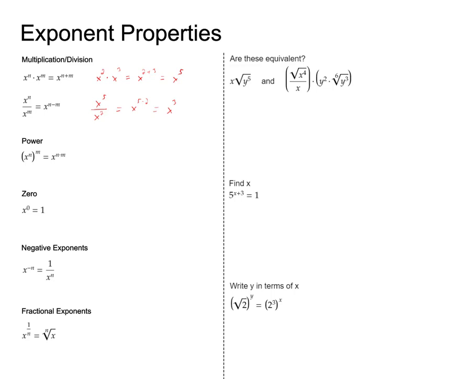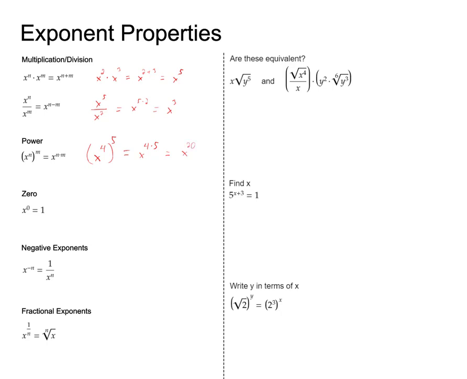Next, we have the power rule. So if we have, in parentheses, x to the n, and you take that to the power of m, that is equal to x to the n times m. So for example, if we have x to the 4th, and we raise that to the 5th power, that is equal to x to the 4 times 5, which is equal to x to the 20th.